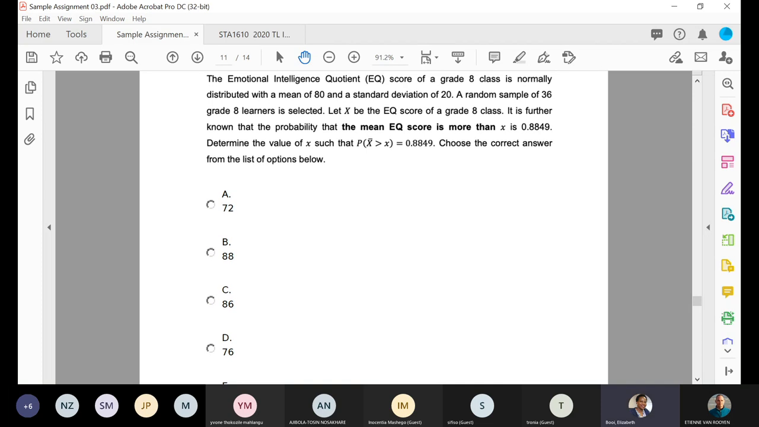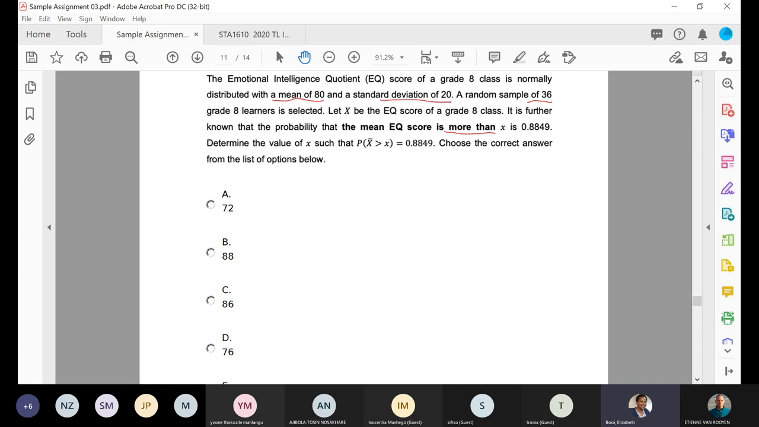Okay, the emotional or EQ score of a grade 8 class is normally distributed with the mean of 80 and the standard deviation of 20. A random sample of 36 grade 8 learners is selected. Let X be the EQ score of the grade 8 class. It is further known that the probability that the sample mean is greater than X is 0.8849. Determine the value of X.